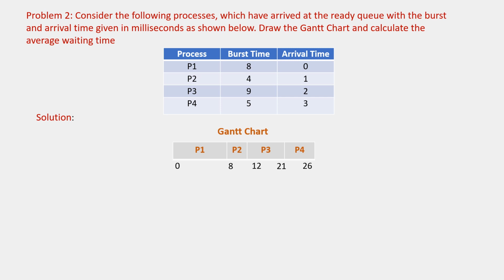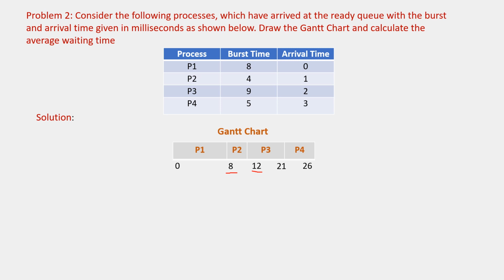So first process P1 requires 8 milliseconds. It has a CPU burst of 8 milliseconds. So it will finish at 8 milliseconds. After it finishes, P2 takes up the CPU and it finishes at 12 milliseconds because 8 plus 4. P2 started at 8 and it has a CPU burst of 4. So 8 plus 4 is 12.